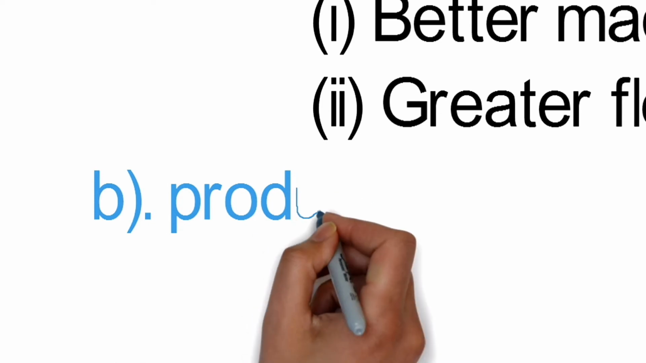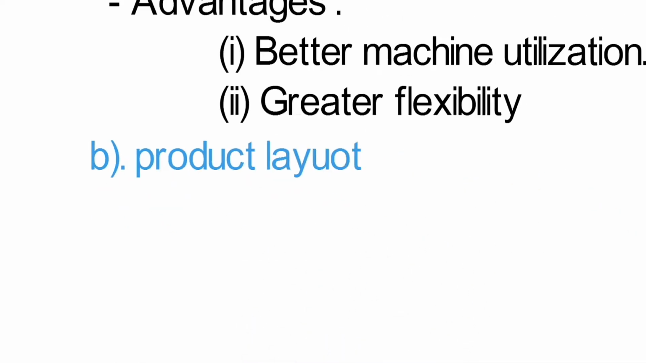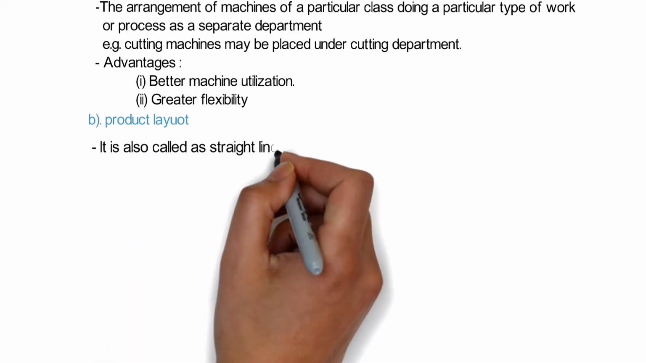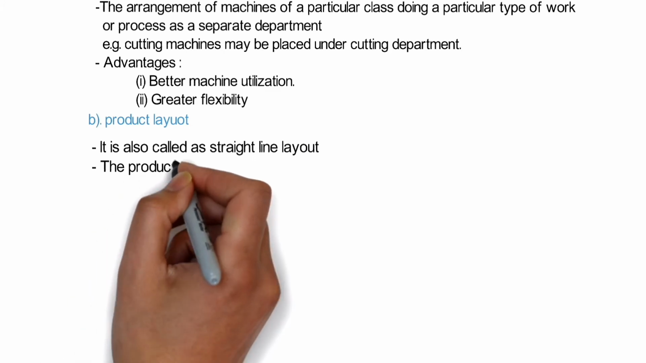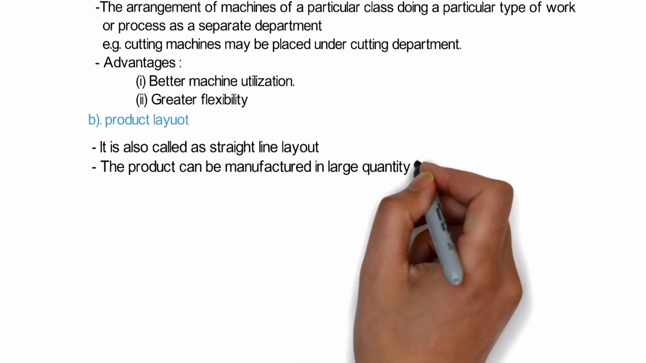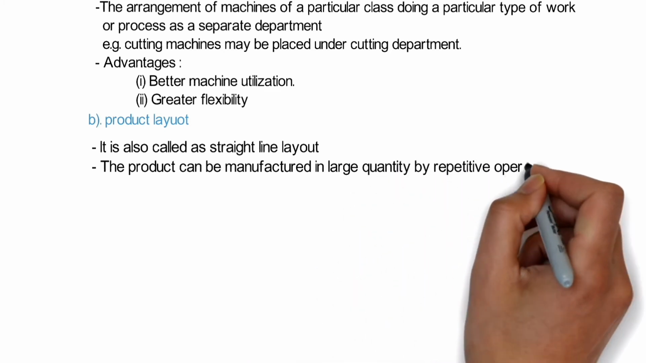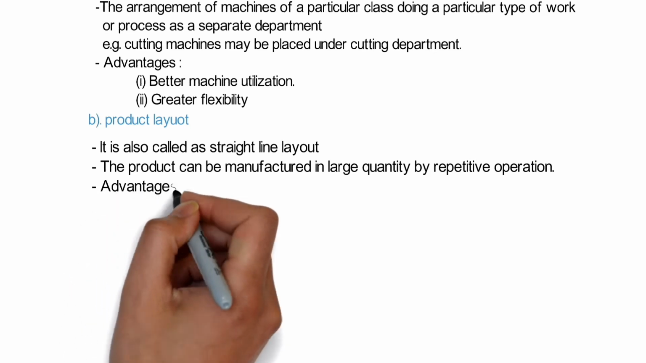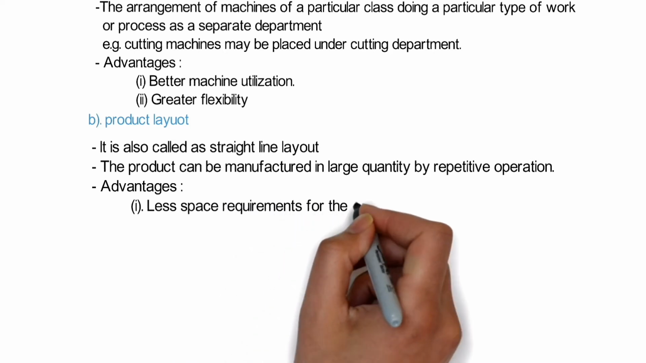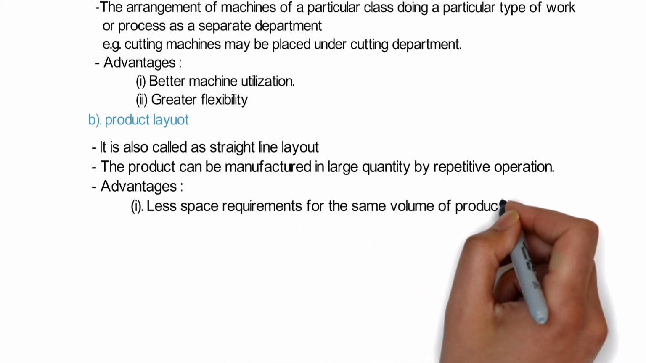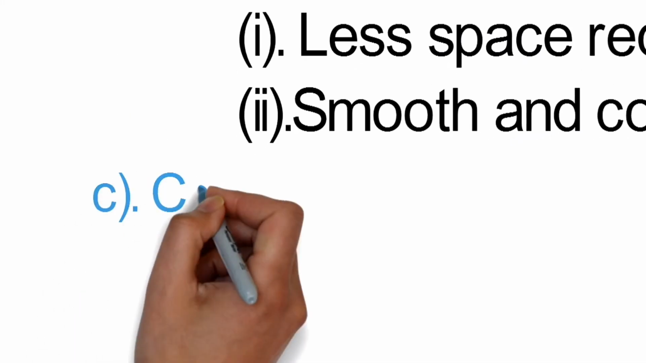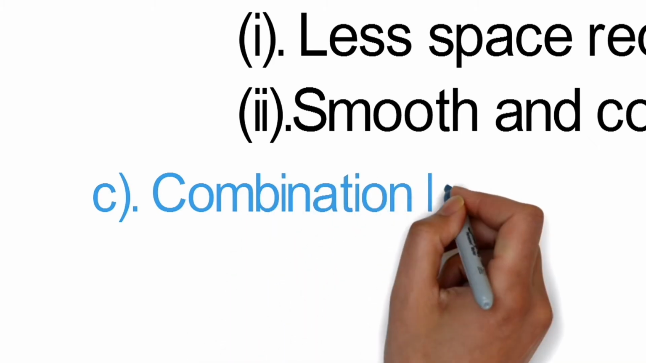We will discuss the second one, product layout. It is also called straight line layout. The product can be manufactured in large quantity by repetitive operation. Advantages: first, less space requirement for the same volume of production, and second, smooth and continuous workflow.